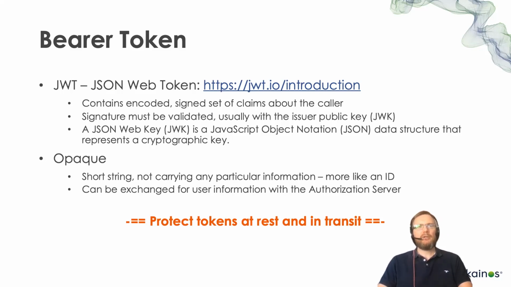There are also opaque tokens. They are lightweight, short strings. However, they are not carrying any particular information about the caller. They are more like an ID that can be exchanged for user information with the authorization server. Again, those tokens have to be protected at rest and in transit.